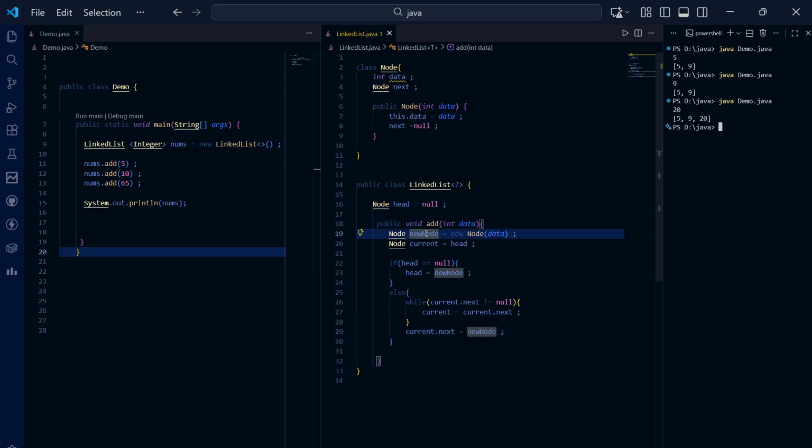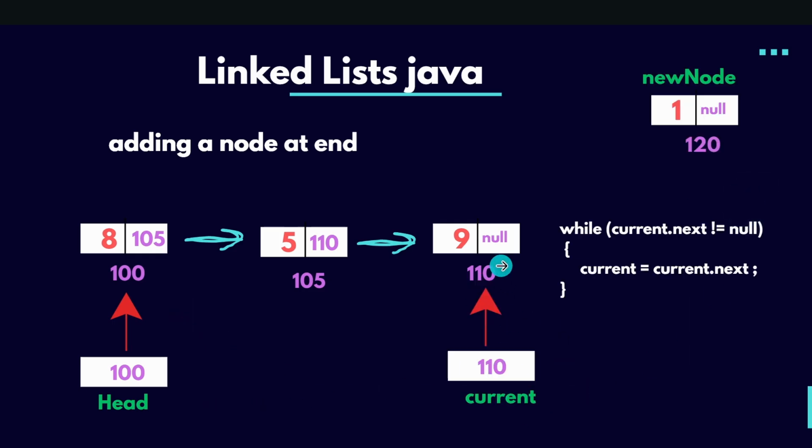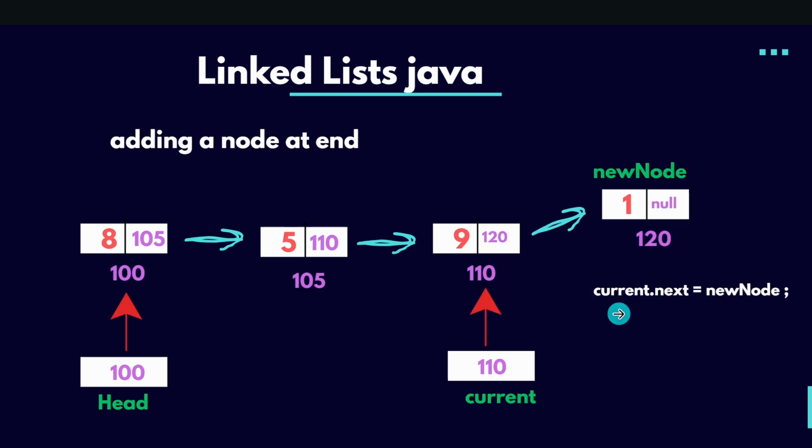Whatever you are creating here, you are just assigning to current.next. That means, with the help of current, you are traversing up to the last. After traversing, you are checking current.next not equal to null. Here it is null, so we come out of this loop. After that, we are able to join the new node with the statement current.next pointing to the new node. This is how you can add the node at the end.